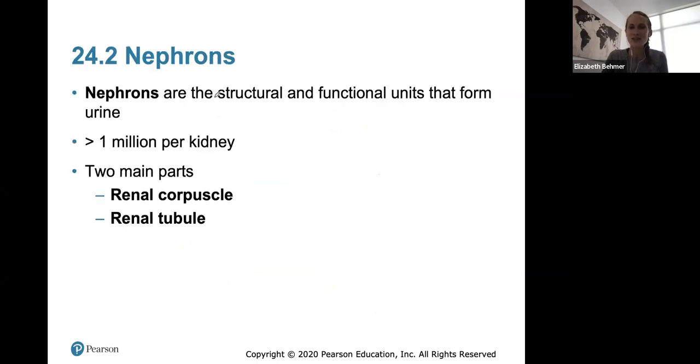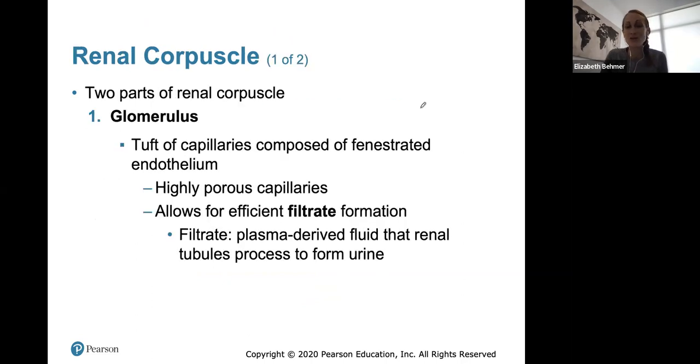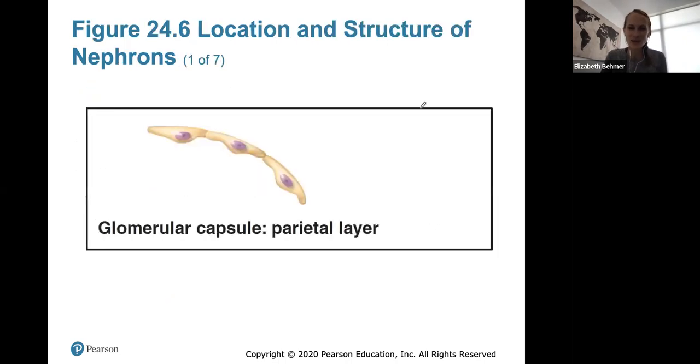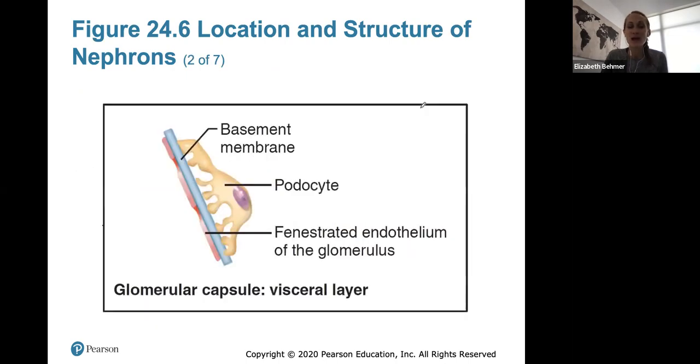The nephron is the structural and functional unit that forms urine, and you have about 1 million nephrons per kidney. There are two parts to the nephron, the renal corpuscle and the renal tubule. Again, you should review this really well because then we'll get into the physiology behind urine formation in a little bit. So the glomerulus is shown here, the glomerular capsule. Here are the layers of the glomerular capsule.